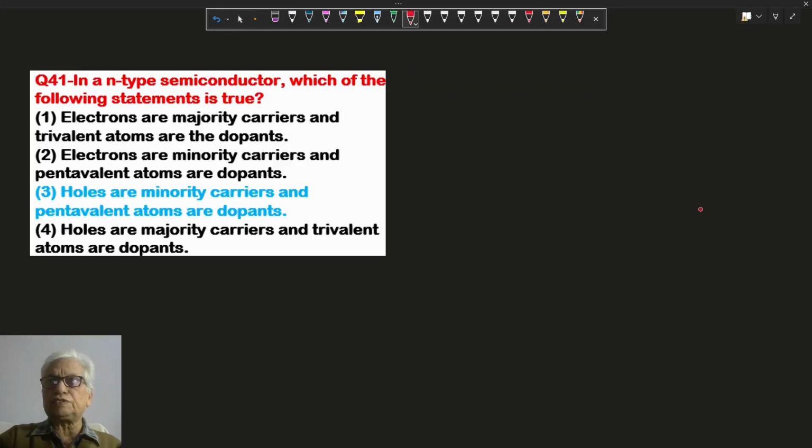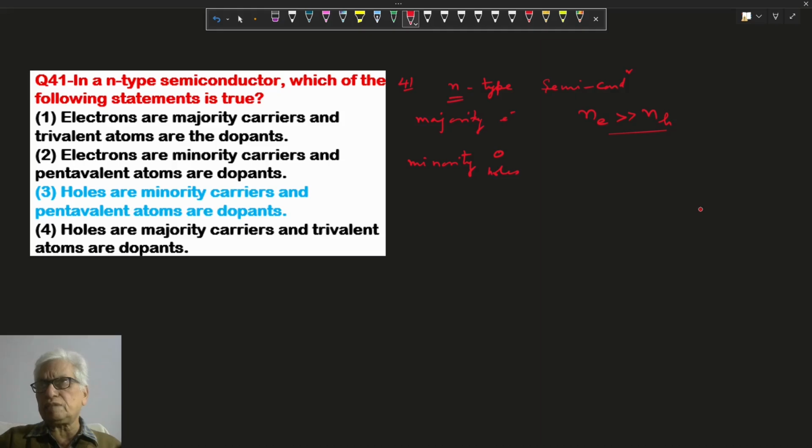Hello, in question 41, N-type semiconductor. The following statement is true. In N-type, the majority carrier is electron. The concentration of electrons is very large compared to the hole concentration. So holes will be minority here and electrons are majority.